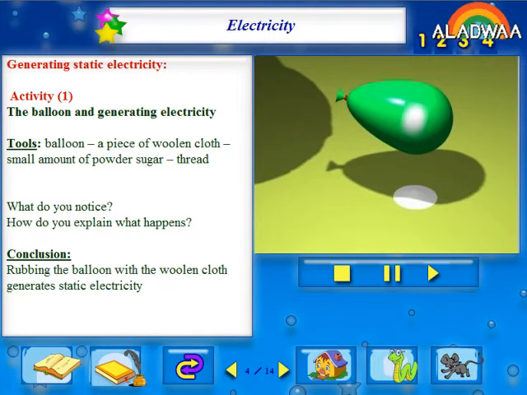You may notice the attraction of the sugar particles to the balloon. This can be explained as by rubbing the balloon with the woolen cloth, some electric charges are formed on the balloon, which attracted the sugar. Conclusion. Rubbing the balloon with the woolen cloth generates static electricity.